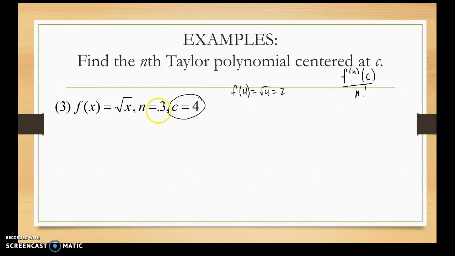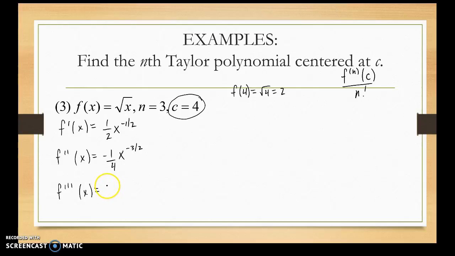All right, now we only need a third degree, so I just need to go to the third derivative. So first derivative, 1/2 x to the negative 1/2. Repeating the power rule, second derivative, negative 1/4 x to the negative 3/2. Third derivative, that would give us positive 3/8 x to the negative 5/2. Okay, so next we evaluate the derivative at each of these values of c. First derivative at 4 would give me positive 1/4.